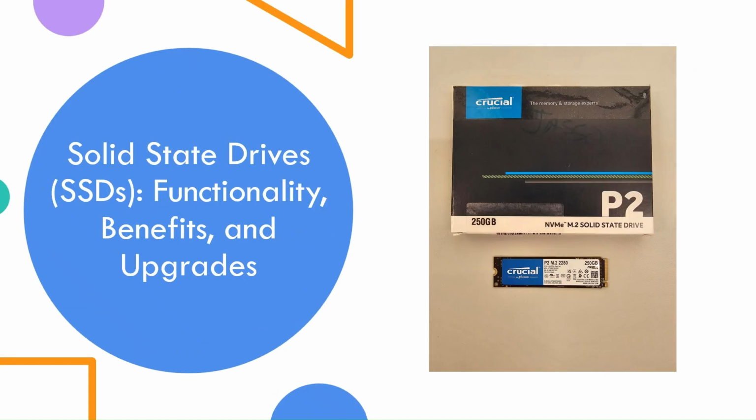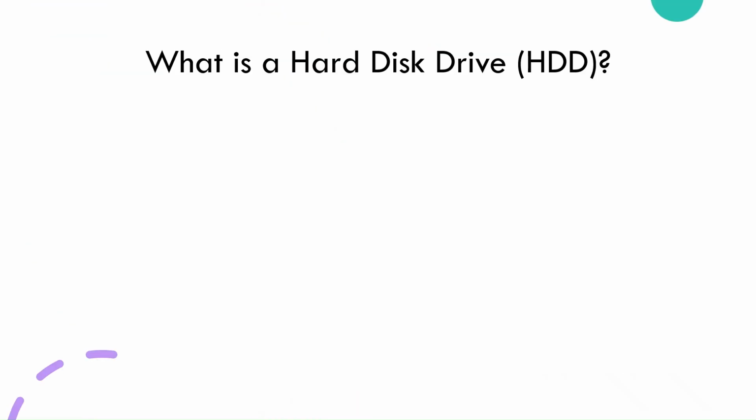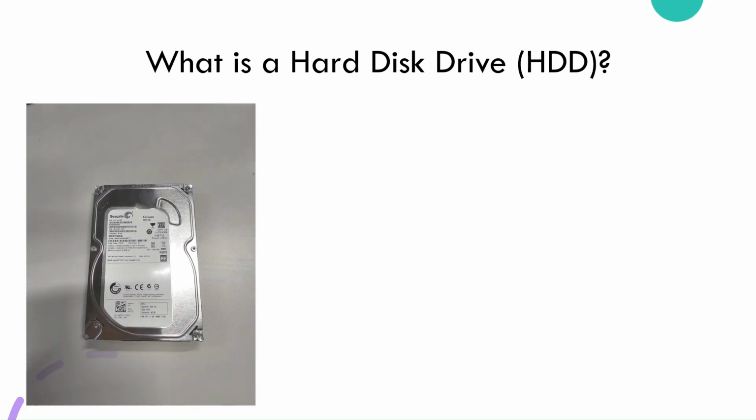Now we will discuss solid-state drives along with hard disk drives. What is a hard disk drive? A hard disk drive is a piece of hardware used to store digital content and data on computers. It consists of one or more hard disks in a sealed case.